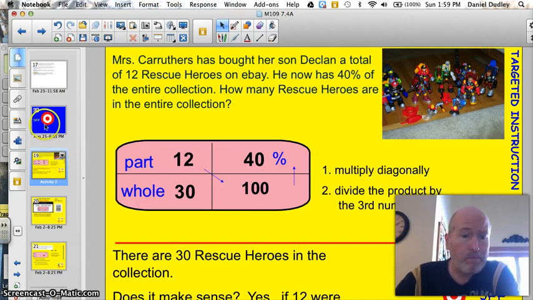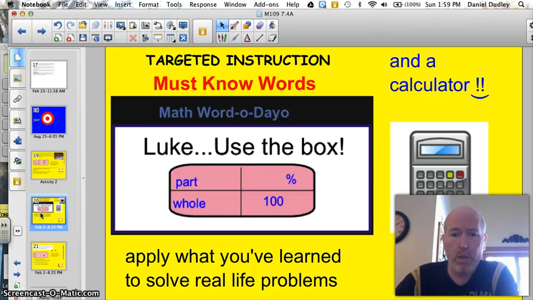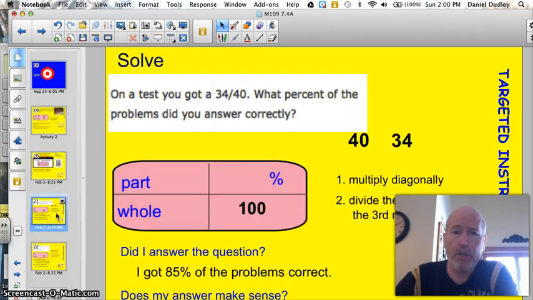All right, let's get to the box. Luke, use the box. Yes, we are going to apply what we've learned to solve real life problems using the box and, of course, a calculator. So while we didn't get to use that for estimates, we get to go back to the calculator on these problems here.